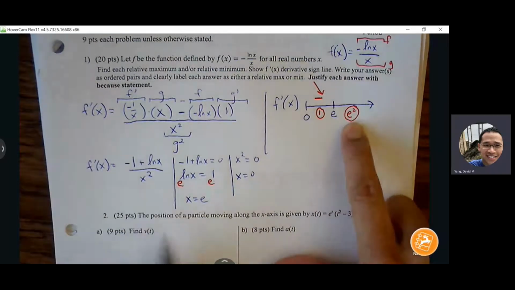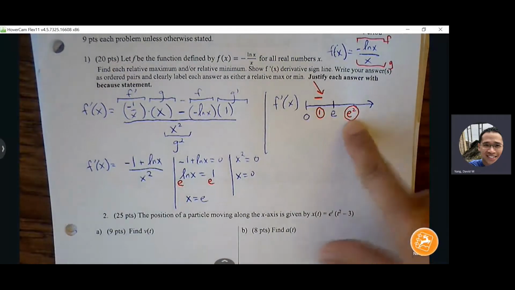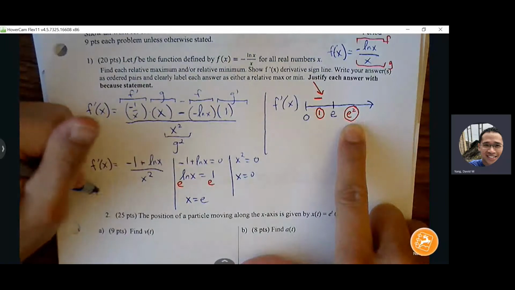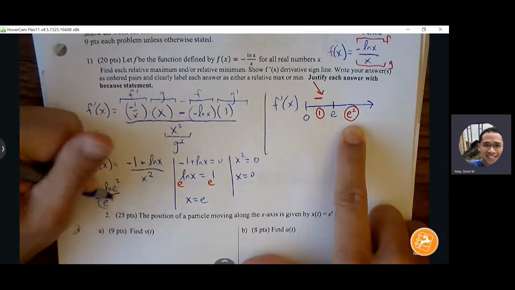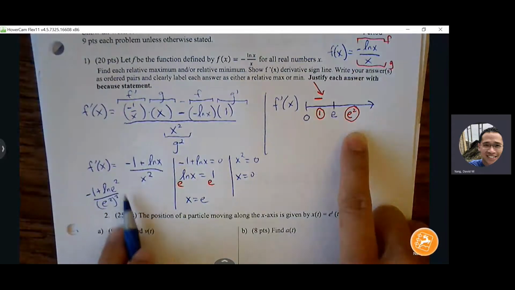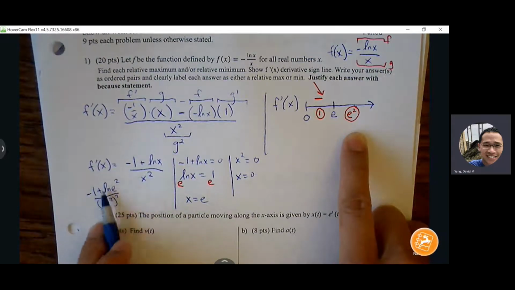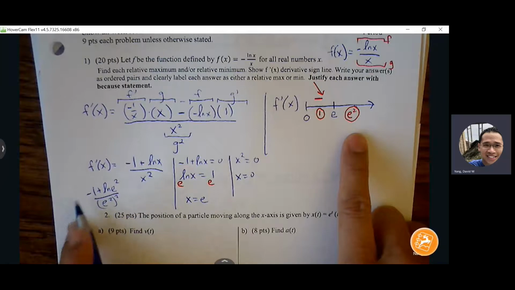E squared, plug e squared in for x. I get negative 1 plus natural log of e squared over e squared to the second. Bring the 2 down. 2 natural log of e, that's just going to be 2. Natural log of e goes away. 2 minus 1 is 1. Positive over positive is positive.